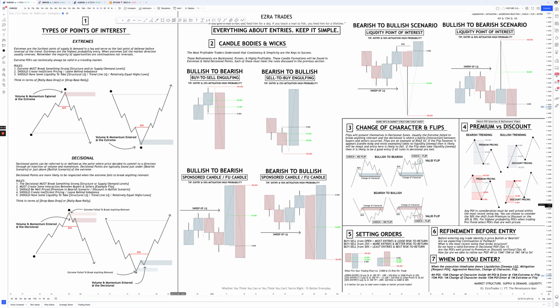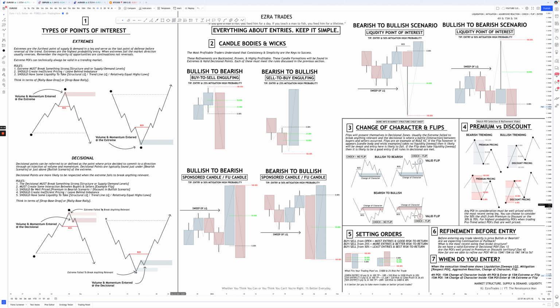You want to get in where volume and momentum entered the market. And you know it did when it breaks something relevant and creates inefficient pricing, right? You want to make sure that it's well priced and that there's some liquidity to take upon returning to the mitigation point, right?